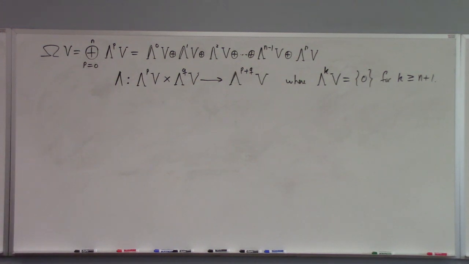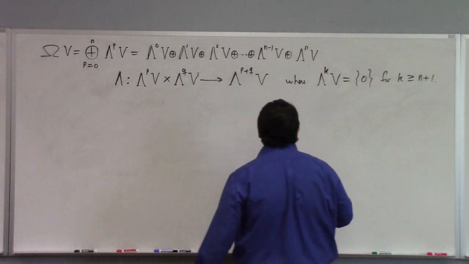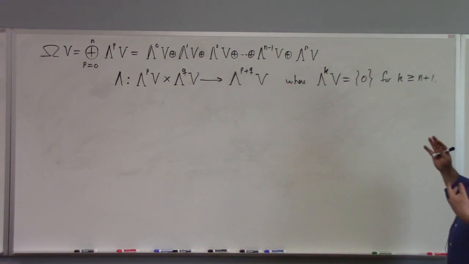Was that what you were going to say? Or no? I mean, we can't go past the top form because that would be built with a wedge of more than n things. And if we're in an n-dimensional vector space, we can't have a wedge of more than n things without a repeat. Oh, okay. It was just going to be, unless there's a repeat.